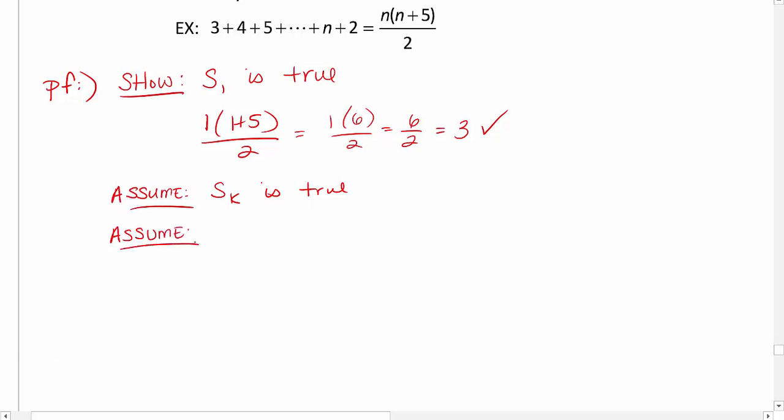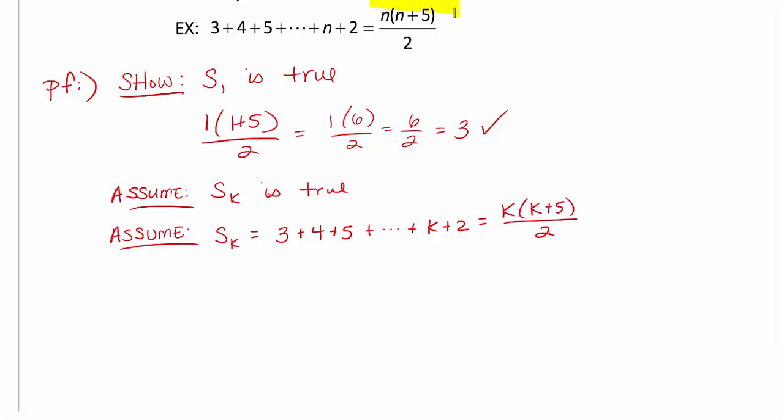So if S sub k is true, then I'm assuming that S sub k, which would be equal to 3 plus 4 plus 5 up to k plus 2, is equal to k times k plus 5 over 2. So basically, I've just taken my original statement here, and everywhere there's an n, I've plugged in a k. So our assumed lines are things that we can take as fact.